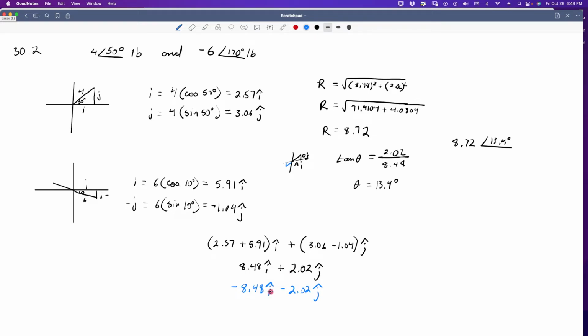So whenever we would do the calculation, all that's going to be different is that this is a negative number. So negative 8.72, same degree of measure, 13.4. Easy peasy. Okay? All right. Let's see, we have one more of these just to get our heads wrapped around it.